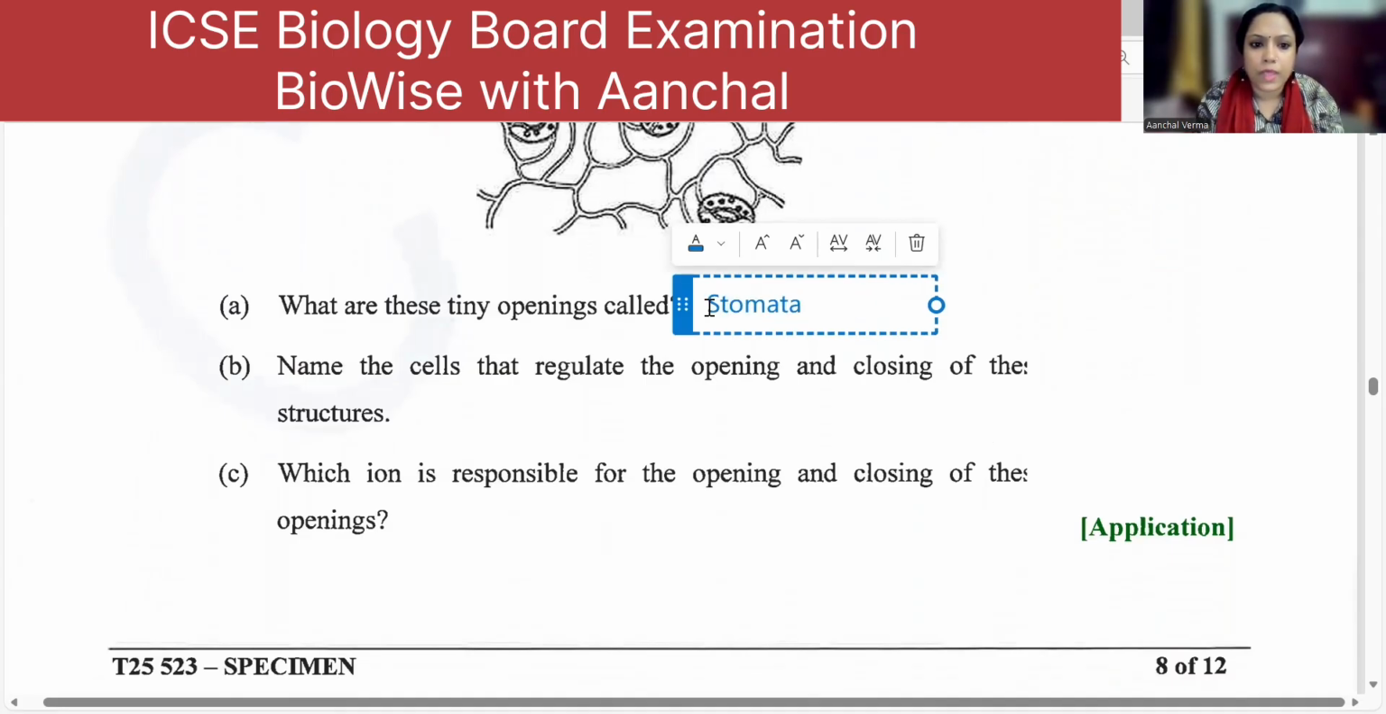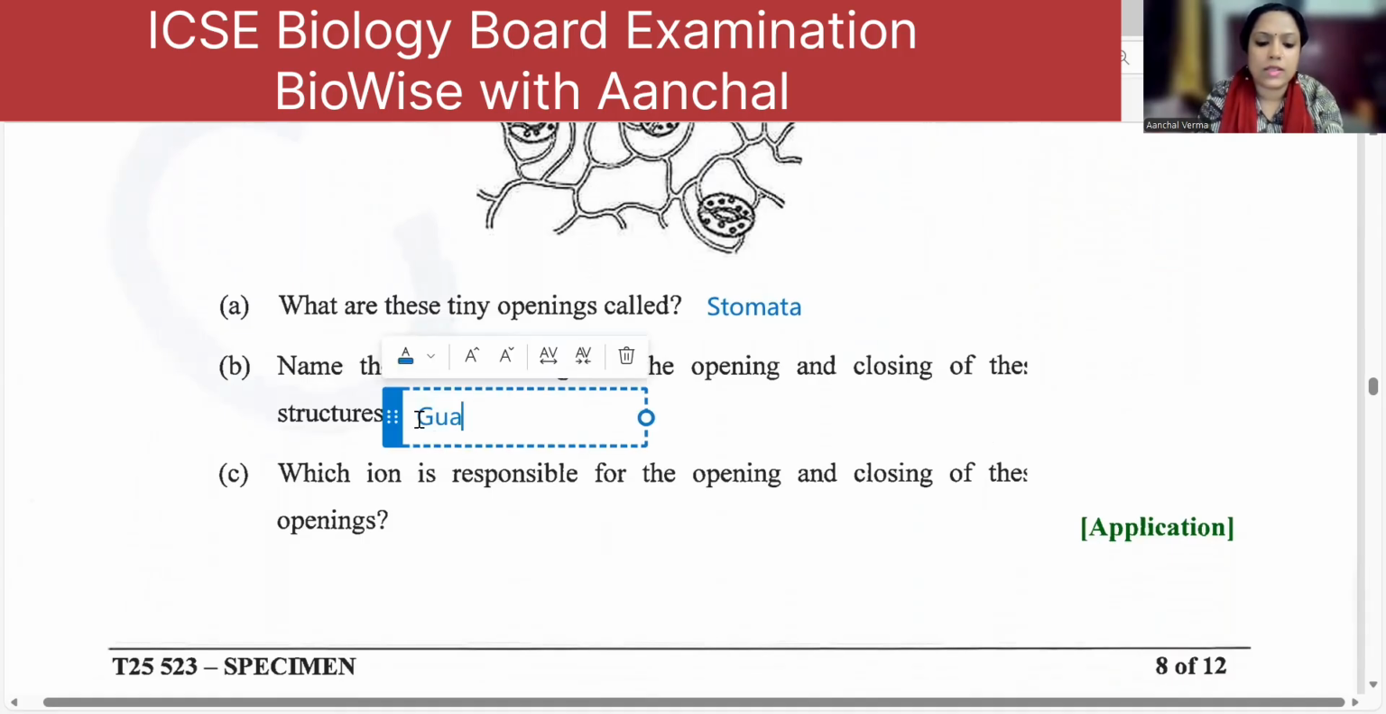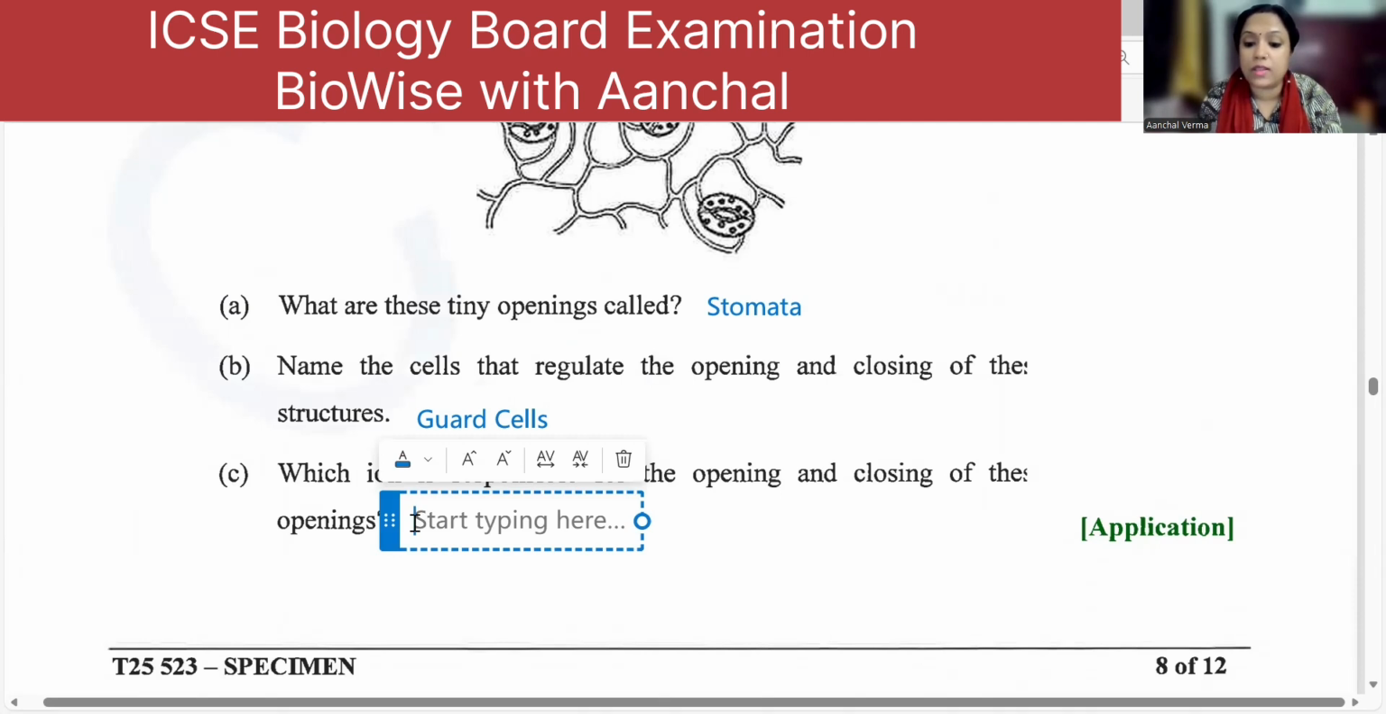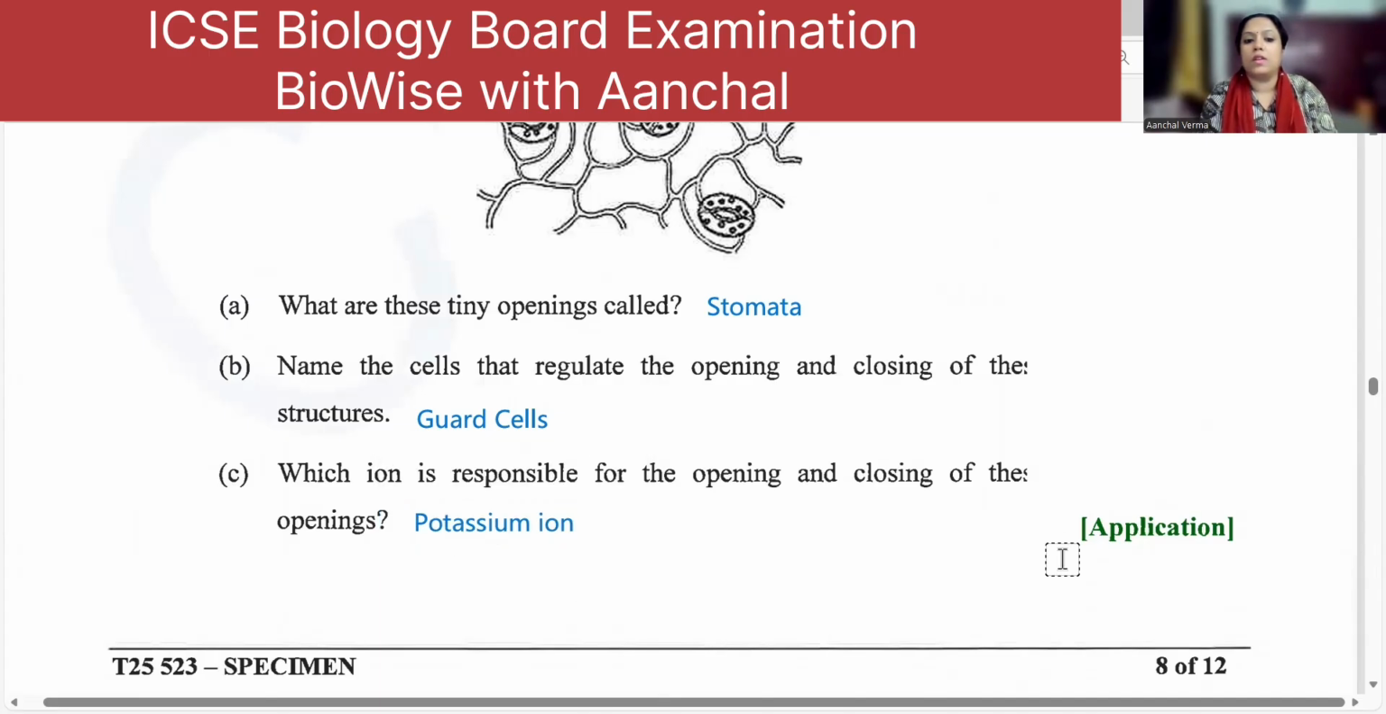Name the cells that regulate opening and closing. That is guard cells. Which ion is responsible for the opening and closing of the openings? Now here, which ion have they asked? So we have studied about the potassium ion theory. So here, potassium ion is the answer. Understood? This 3 marks is in your pocket.